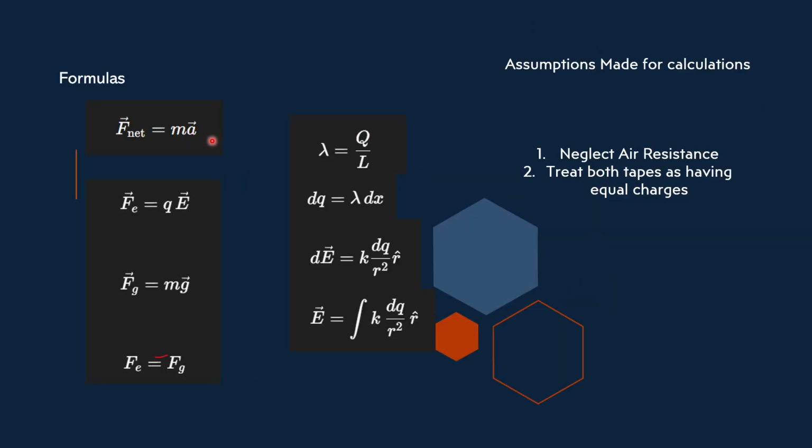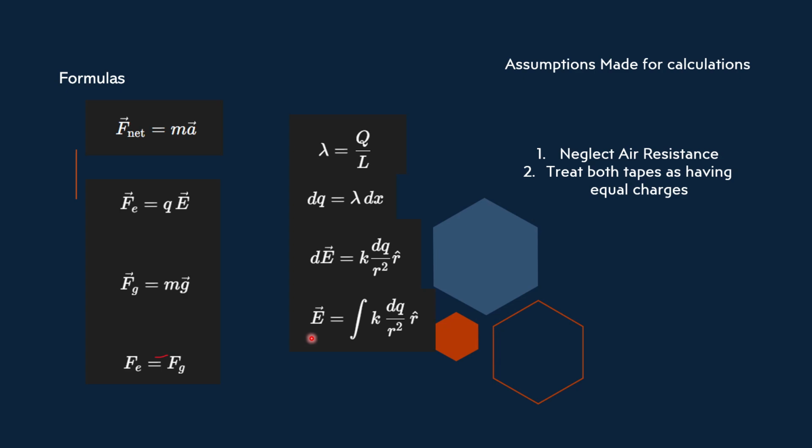Formulas. The main principle here is Newton's second law: the net force equals mass times acceleration. When that's equal to 0, the system is in equilibrium. So we can set the force of electricity equal to the negative force of gravity, because they're opposite. The electric force is the charge times the electric field at that point. The force of gravity is the mass times the gravitational acceleration.